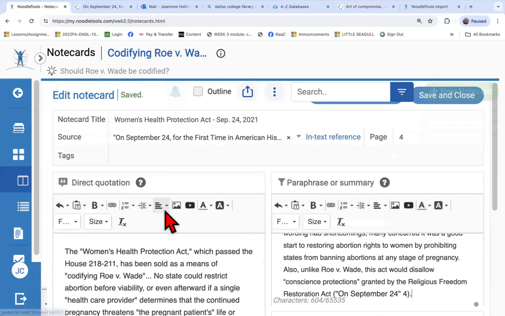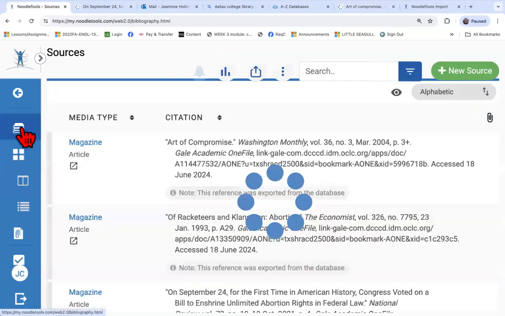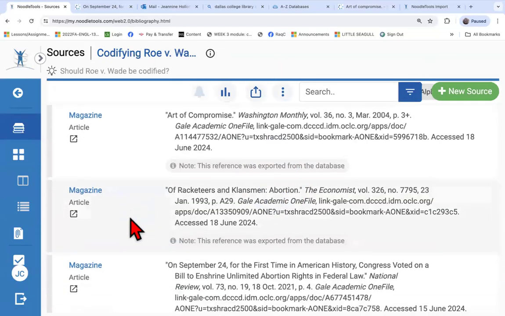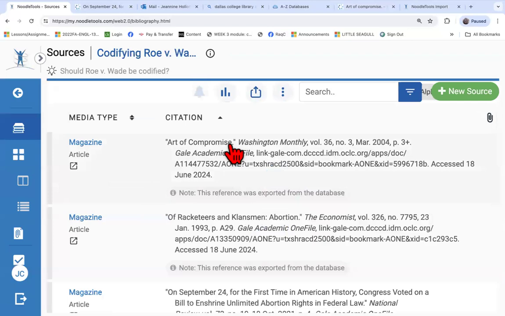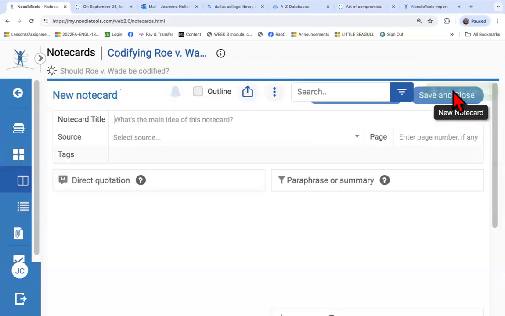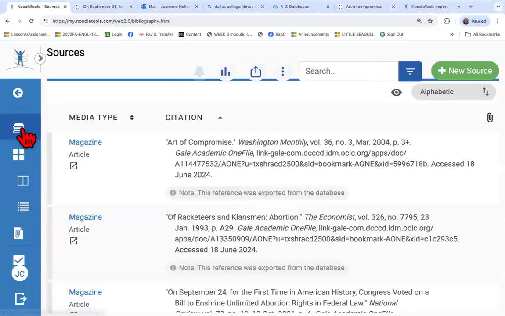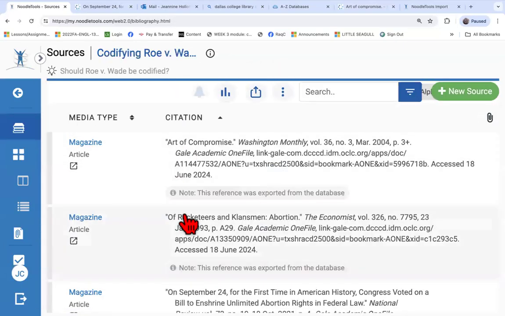Now, let me show you another one that I have not done yet. Let's go to this one. Okay, I have done nothing on this one yet. But I'm going to do a card, that's for sure. I'm going to say new note card. And I am going to name that one. Well, I've kind of forgotten. That one is my Art of Compromise. Okay, because I need to see what that title should be.